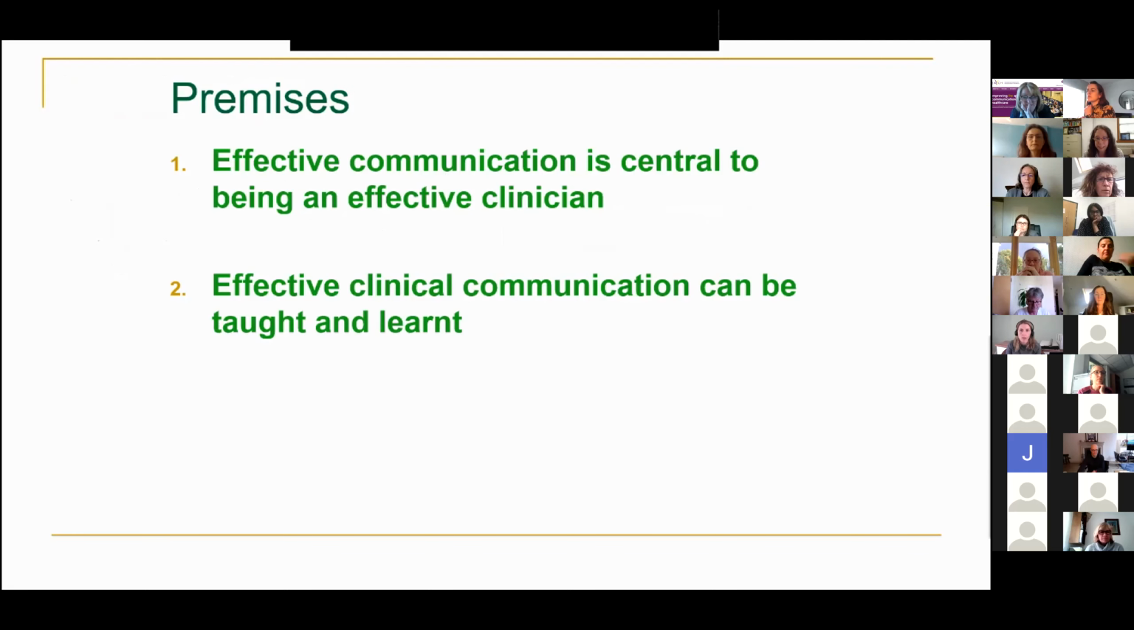There are a couple of premises to my talk that I could give a whole talk about, but I'm just going to assume that we all agree on these two premises. One, effective communication is required to be an effective clinician, and we know it has impact on so many different outcomes, both for patients and families, but also for clinicians. The second premise is that you can teach, and people can learn, to enhance their communication. It's not just an inborn skill, especially in the health professions; it's something that can be learned.